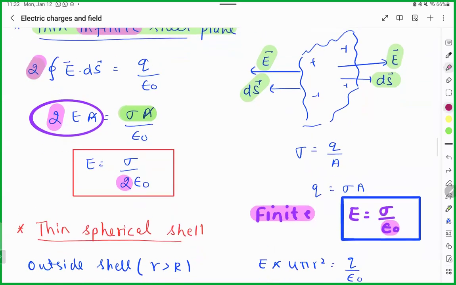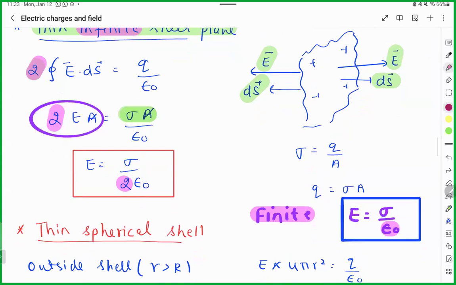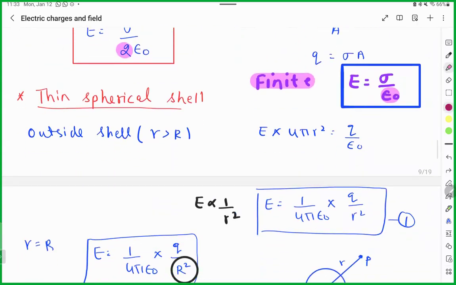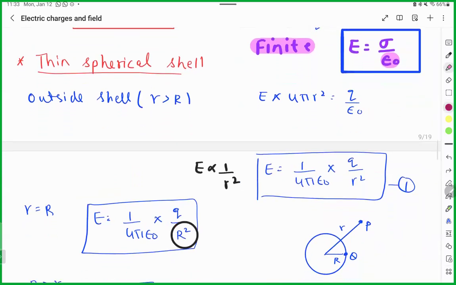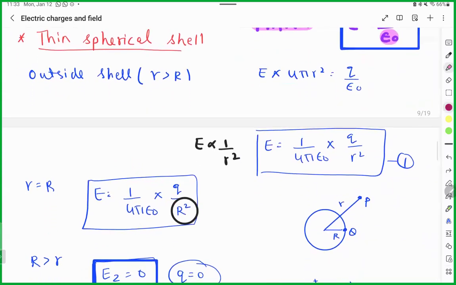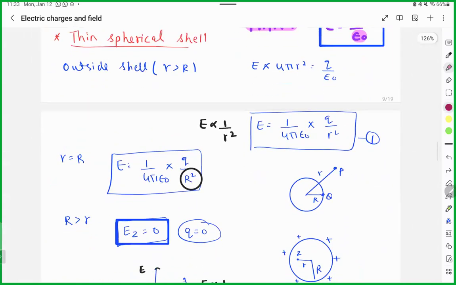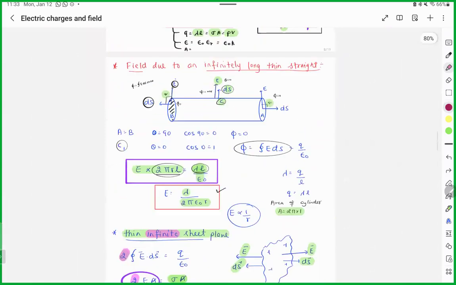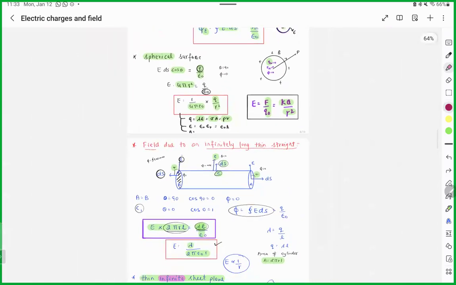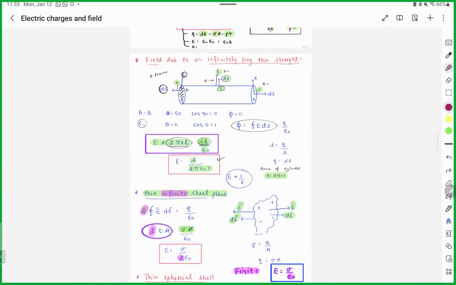Yeah. Any doubt, guys? No, sir. Chandana, you are back? Sir, I had some network issue. Okay. So did you miss anything important from the last topic? Yes, sir, I missed infinitely long.